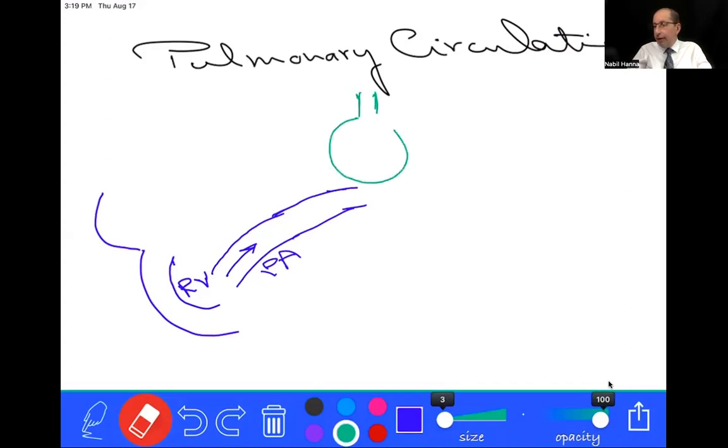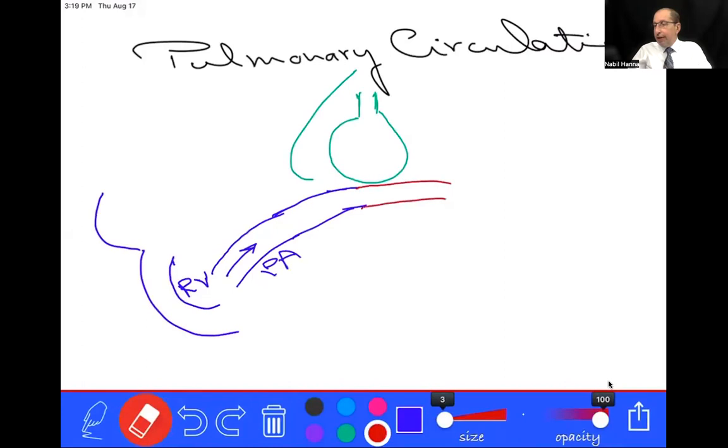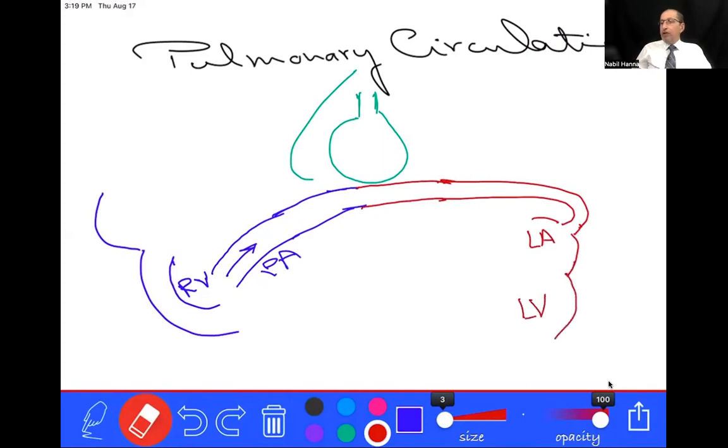So I'm just going to draw the alveolus because it represents the functional unit of the lung. And the blood gets oxygenated at the alveoli, and this oxygenated blood returns to the left atrium, and from the left atrium to the left ventricle. So these are the components of the pulmonary circulation.